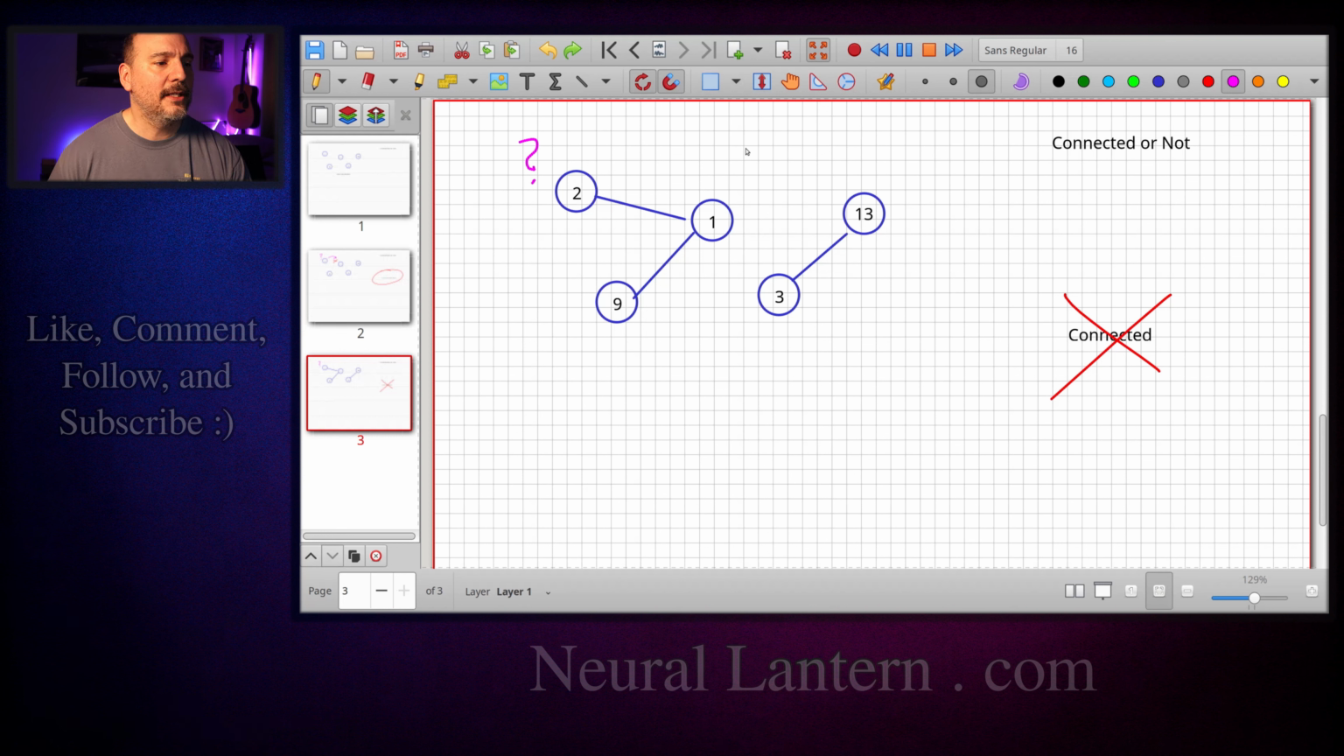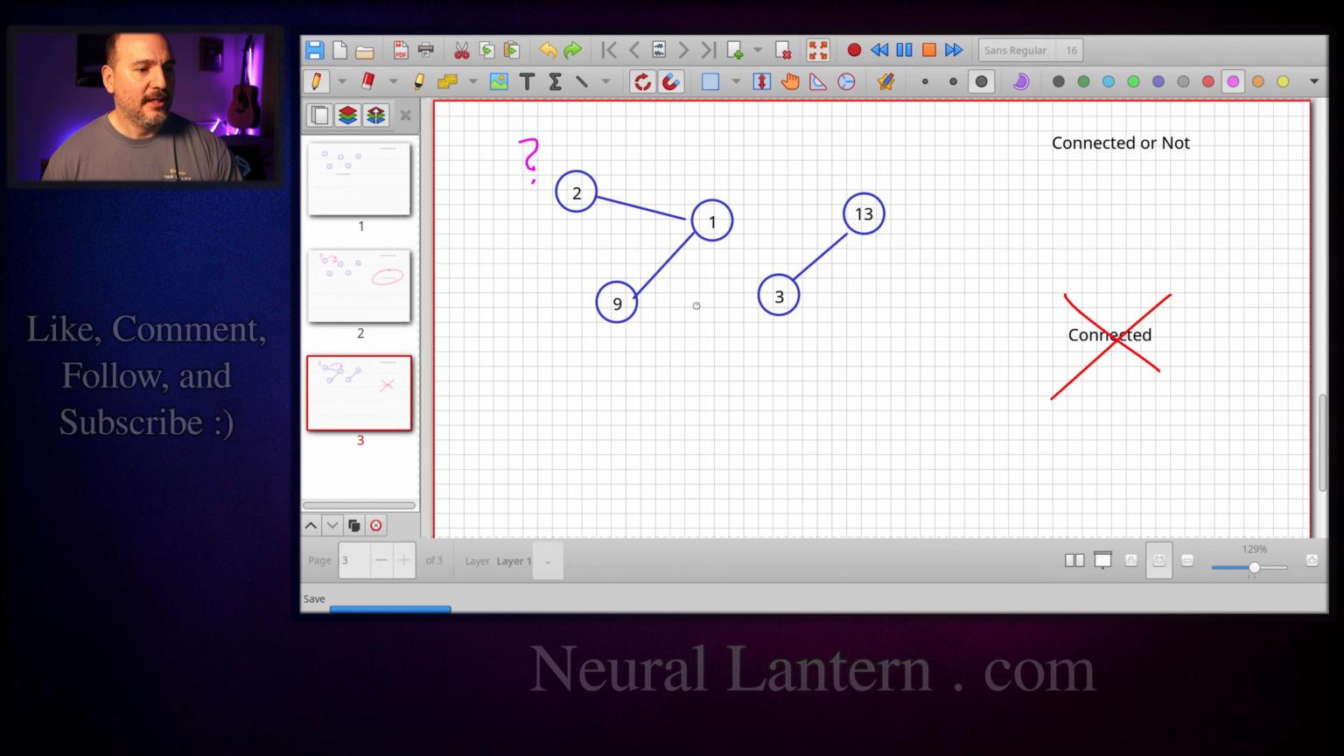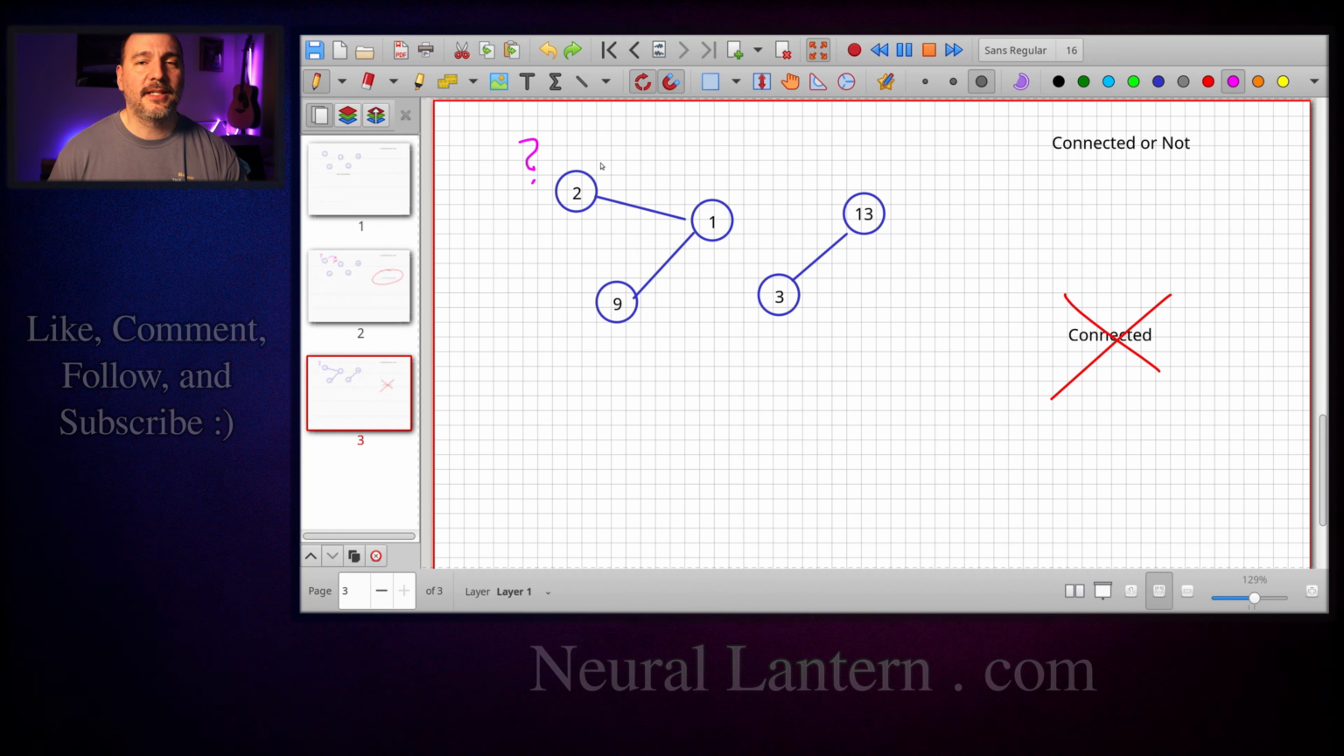Can 2 reach 1? Yes, so that's good. Can 2 reach 9? Yeah, it just hops to 1 and then hops to 9. So 2 can reach 1 and also 9. That's good. Can 2 reach 3? Nope. So this is still not a connected graph.